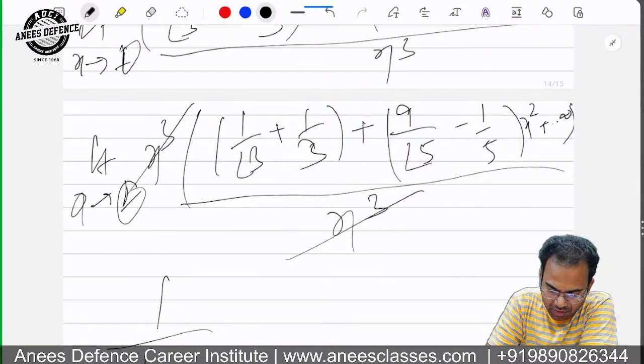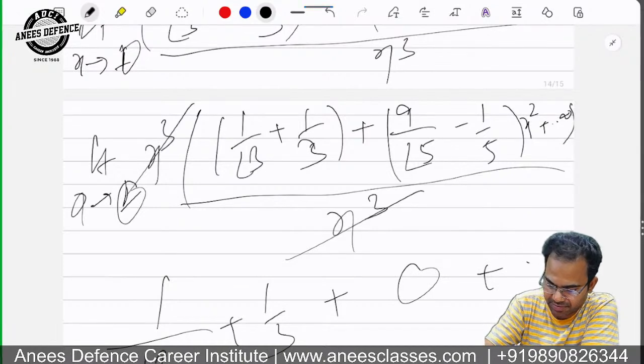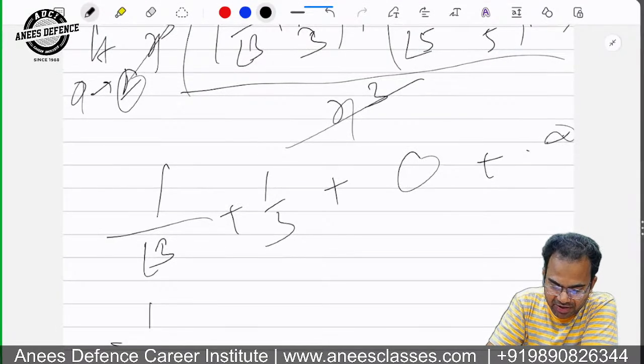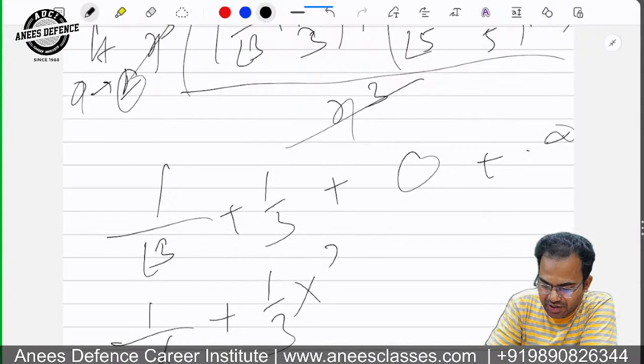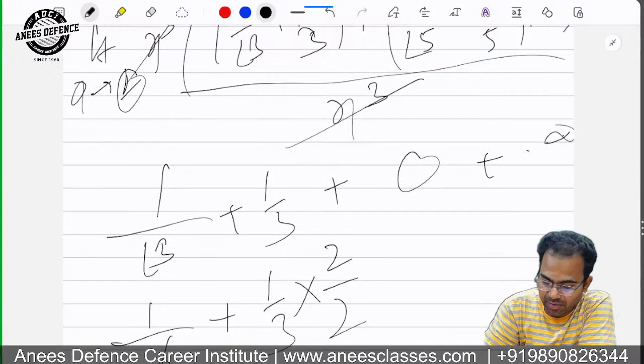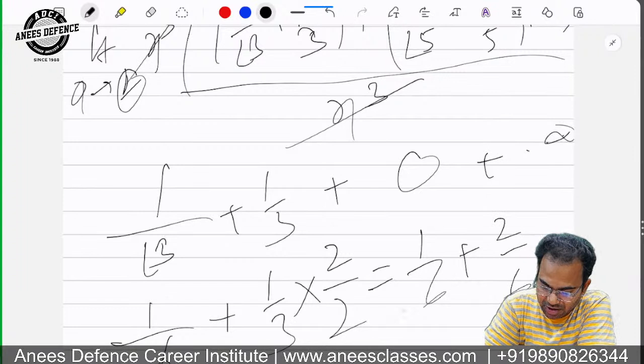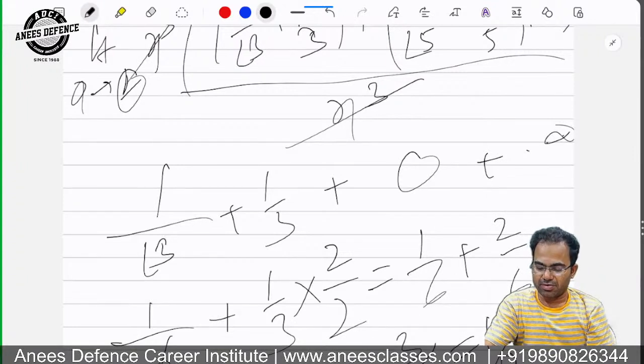So 1 upon factorial 3 plus 1 upon 3 plus 0 dot dot up to infinity. 1 upon factorial 3 is 1 by 6, and then 1 upon 3. I will equate the denominators of these two, so I will multiply numerator and denominator by 2. So it will be 1 by 6 plus 2 by 6, which is 3 by 6. So the answer will be 1 by 2.